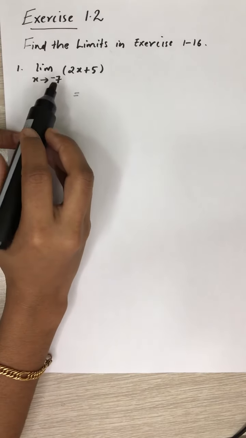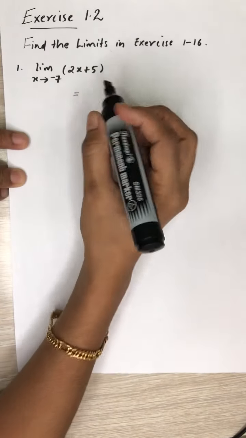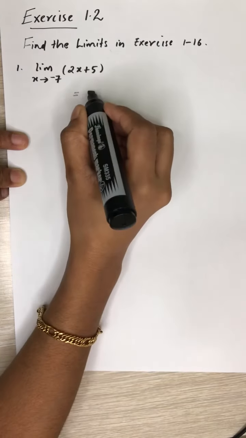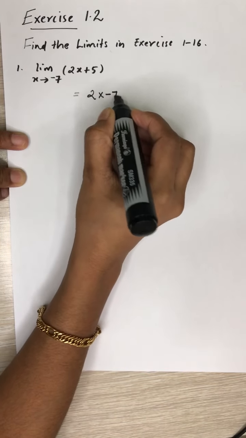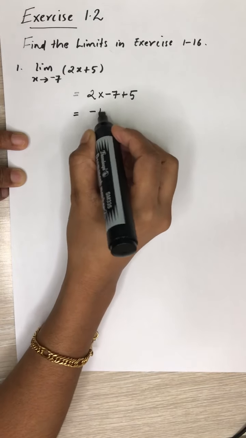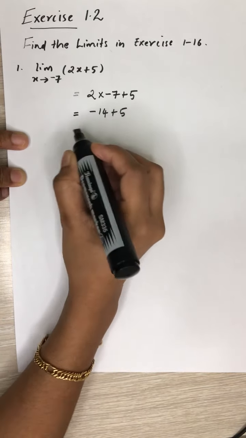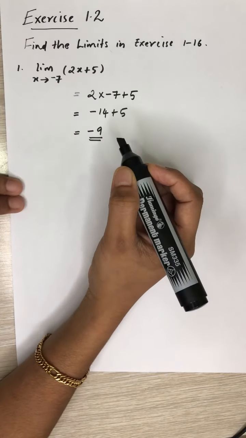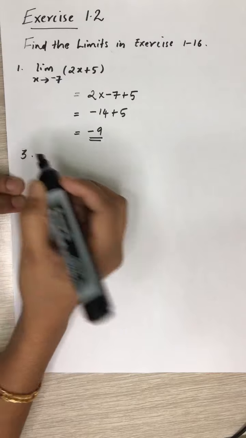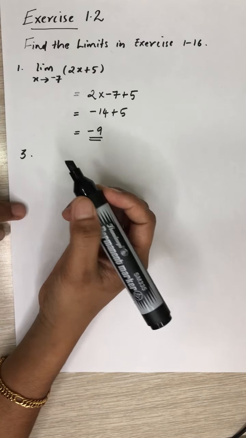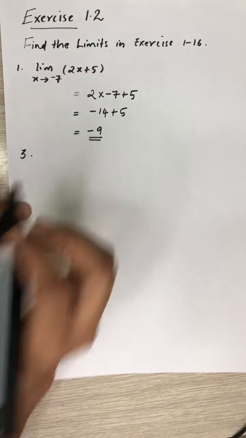So limit as x tends to minus 7 of 2x plus 5 becomes just substituting minus 7 instead of x, that is 2 into minus 7 plus 5. 2 into minus 7 is minus 14, plus 5 is equal to minus 9. Next, we can discuss the third question. First and second are almost a similar type of question, so we can go to the third question.